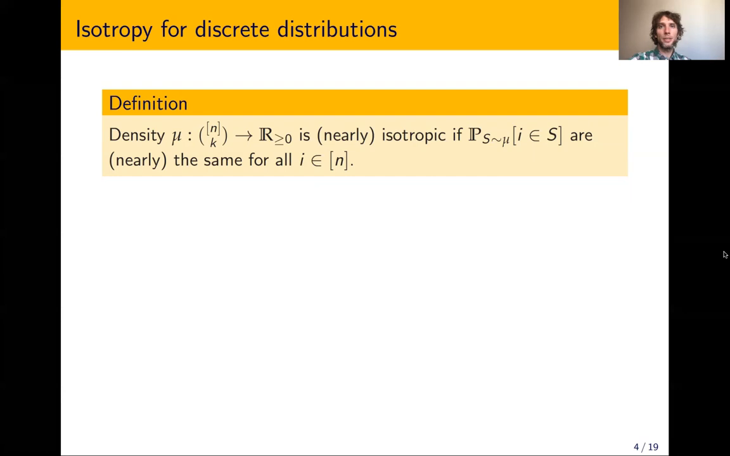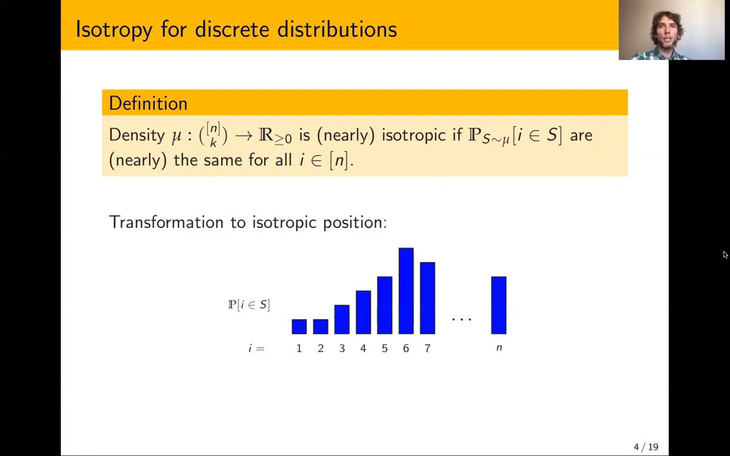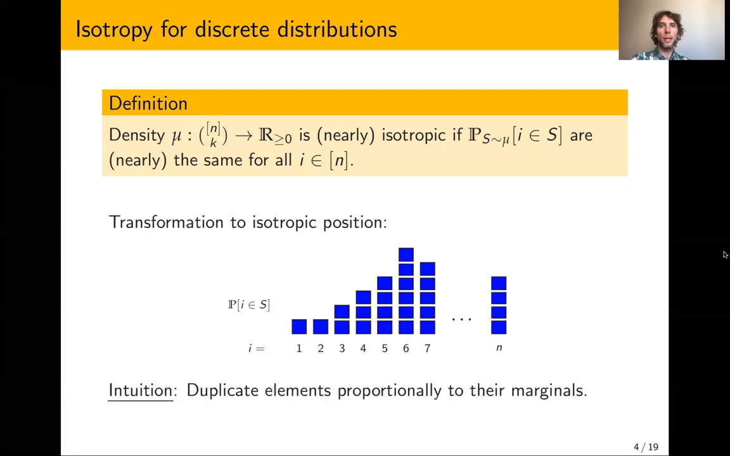Also, like in the continuous case, if the marginal probabilities are known, then it is easy to convert the distribution to isotropic position. Here, the bars represent the marginals of mu. Now, suppose that we duplicate the elements of the ground set proportionally to their marginals. The induced distribution is equivalent to the original one, and it has uniform marginals, which makes it isotropic. Of course, the duplication is merely useful conceptually and can be avoided in the algorithms.